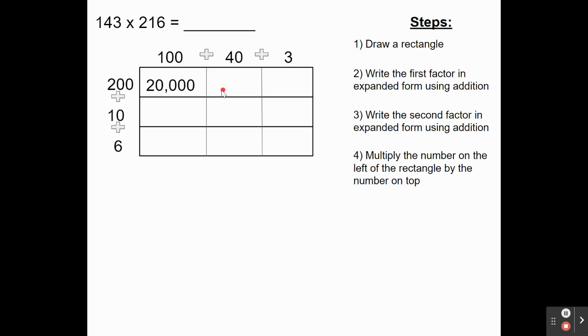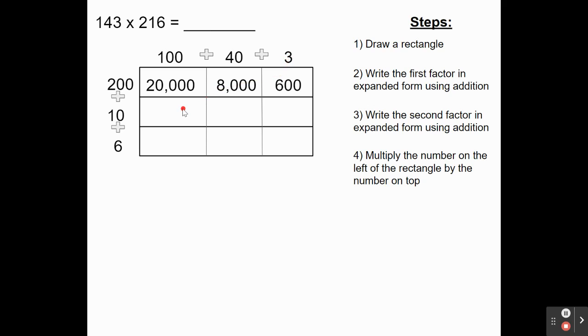Next, we're going to multiply 200 times 40, which is 8,000. Once again, we could do 2 times 4, which is 8, and then we just figure out how many zeros we need. There's 1, 2, 3, so our answer needs 3 zeros. For the last rectangle on the top row, we're going to multiply 200 times 3, which is 600.